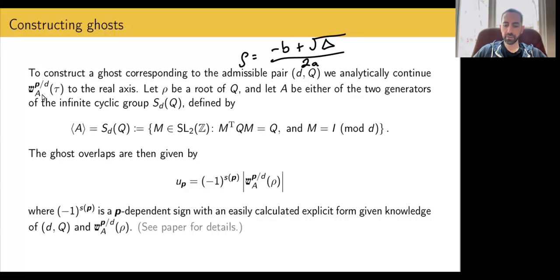A is either of the two generators of the following cyclic group. This is a stabilizer group under a similarity transform. So these m's all stabilize the quadratic form, and they also obey the same congruence conditions that are required on A. Okay, so A is one of the two generators of this group.